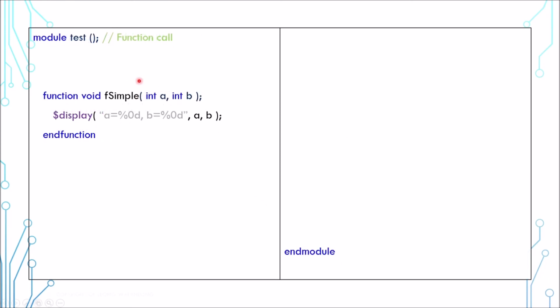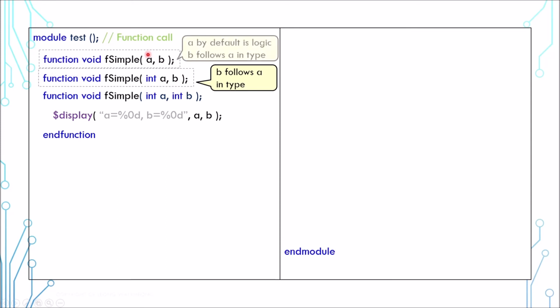This is a simple function with two arguments a and b. It only displays the value of a and b. You can write the same function in this manner. B will follow a in type, which is an int. You can totally remove all variables type, which is not recommended. Well, in that case, by default, a is logic and b follows just the same.